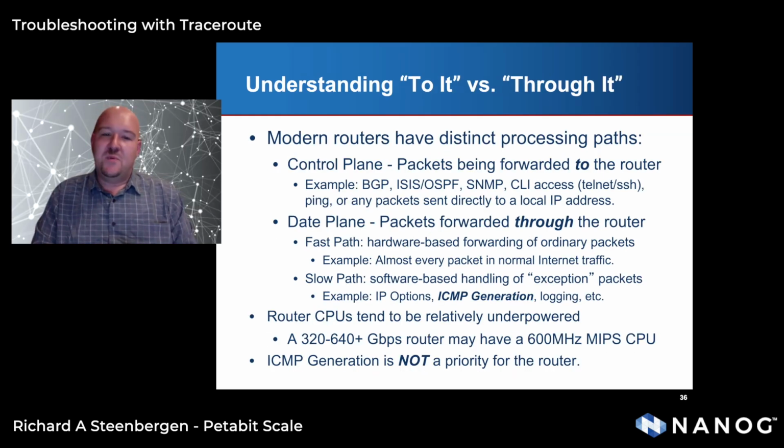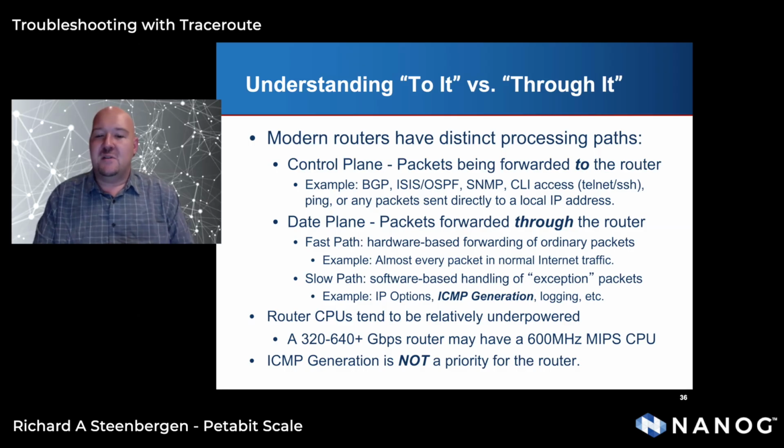So what you really need to understand here is there's a big difference in routers between "to it" and "through it." Most modern routers have these distinct processing paths. So we have what's called the control plane. This is packets that are deliberately being forwarded to the router. So for example, your BGP protocol, your ISIS or your OSPF, your SNMP, or even your CLI access, your telnet and SSH to the device, and any pings. If you were to ping an interface or send any packet to a local IP address of the router, that is going to go to its control plane.